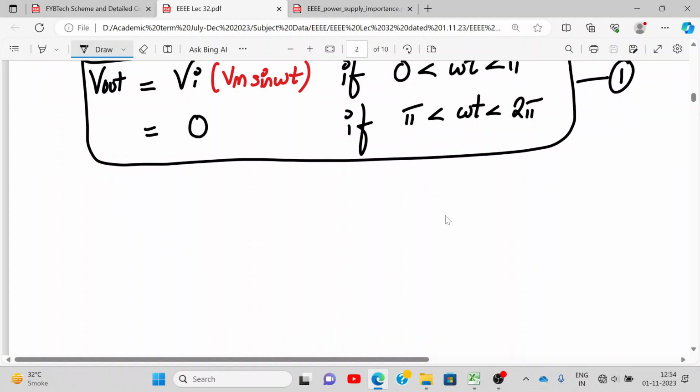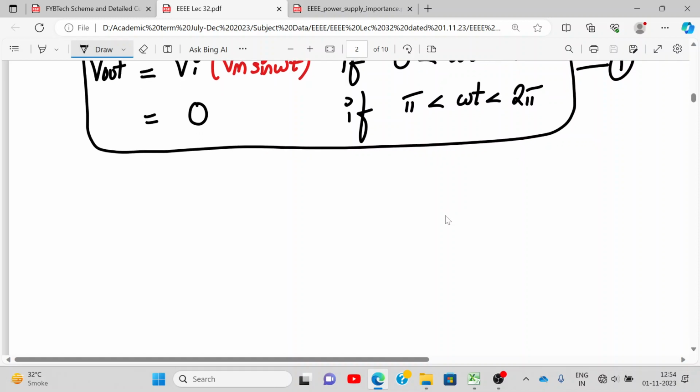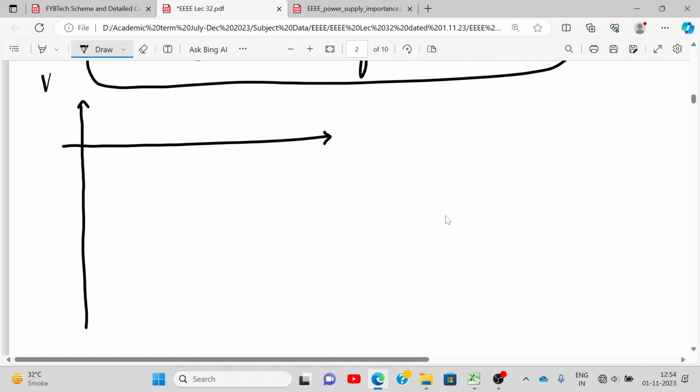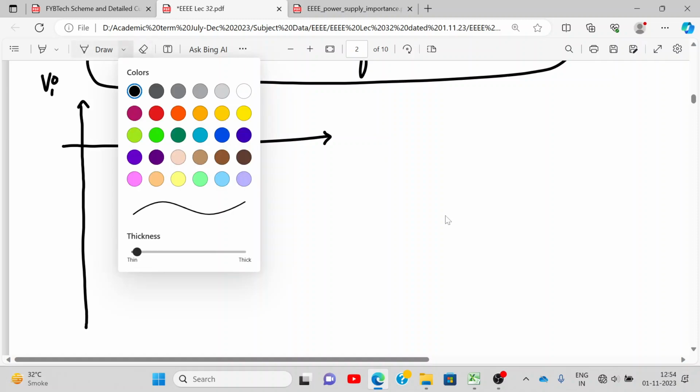For drawing the waveforms, you leave some space vertically. So what I mean is this. Draw it together. First is my input Vi. Let me draw it.